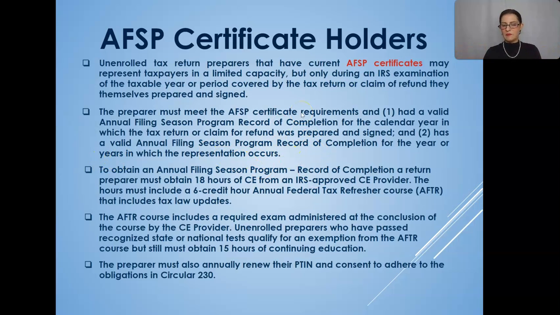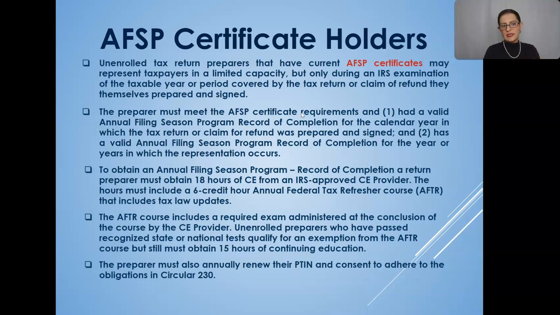Basically, what this means is that you have to have had an AFSP certificate in the year that the tax return was prepared, because many times examinations are not going to happen in the same year that the tax return was prepared. Taxpayers will get a notice that their tax return is being examined, usually the following year or even sometimes 2 years later. So the preparer, if they are an unenrolled preparer, has to have an AFSP certificate in the year that they actually prepared the return, and also have a valid AFSP certificate in the year in which the representation occurs.